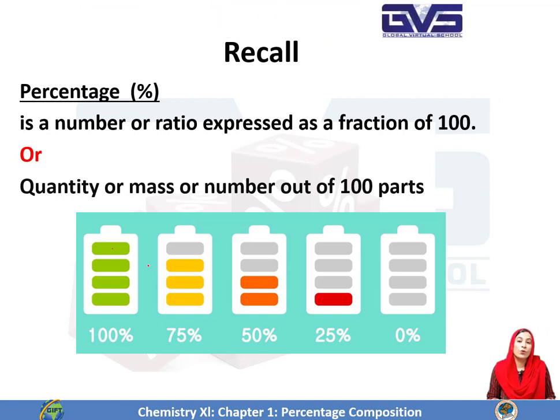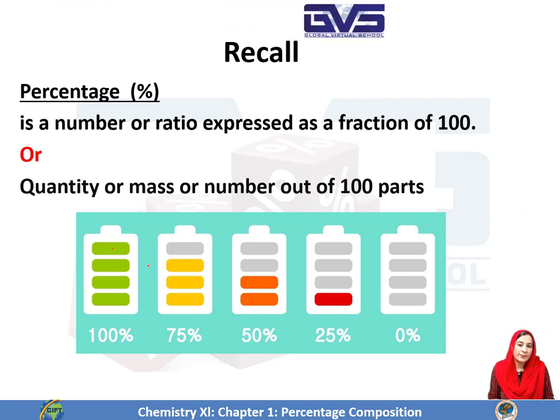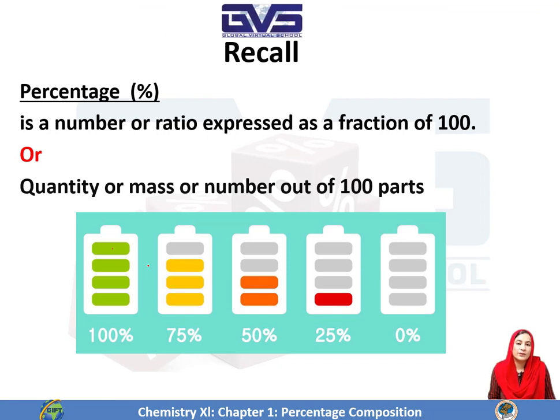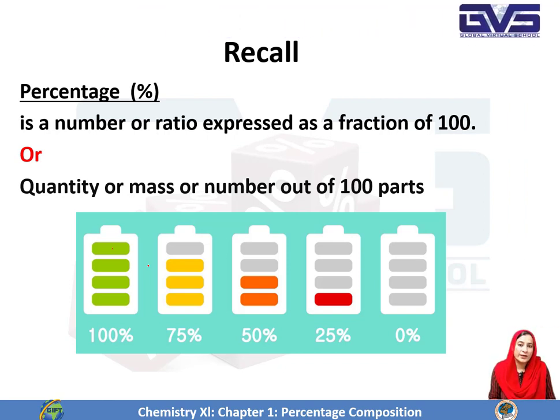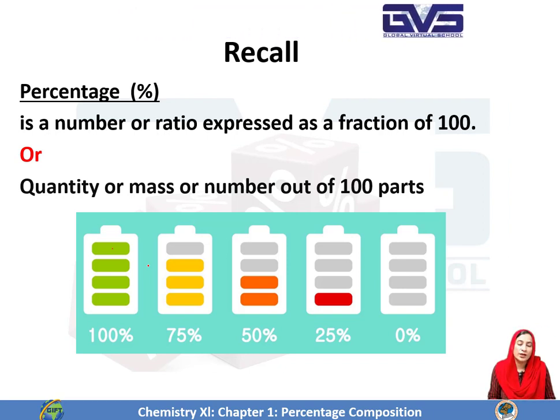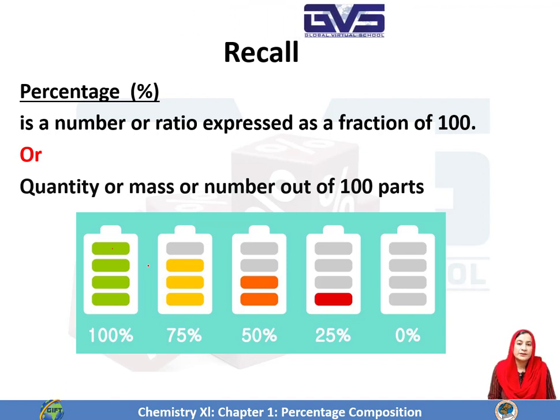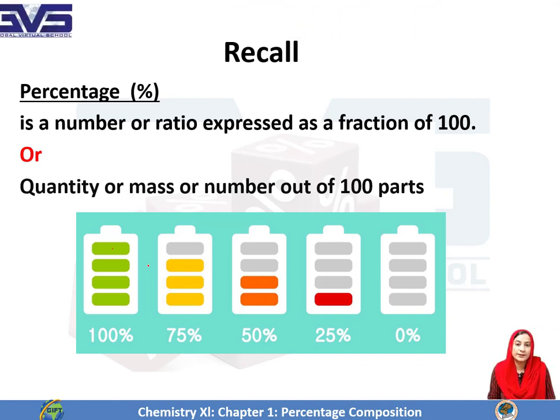So out of the total 100, the remaining is 3 parts, that is 75%. It means 75% is left. If 2 bars are consumed, meaning half of the charge is consumed, then this is 50%. If everything is consumed, there is no charge inside, so this will be 0%. Hopefully percentage is now clear.